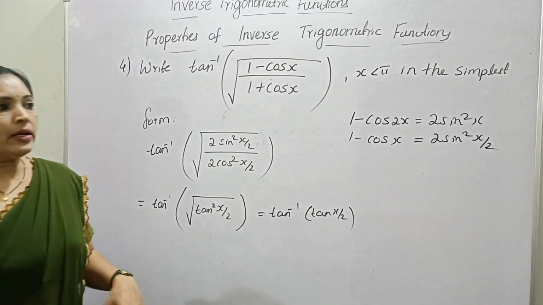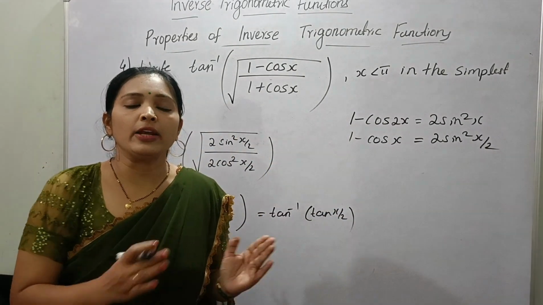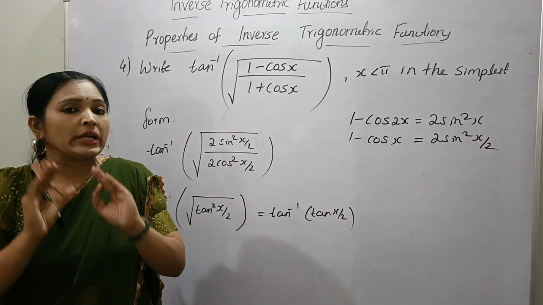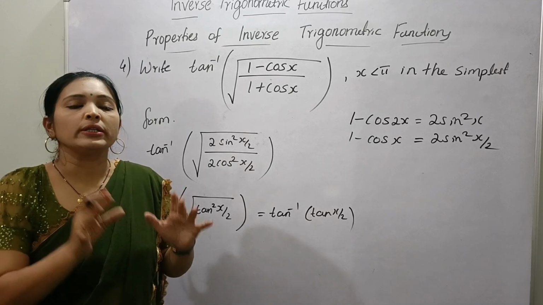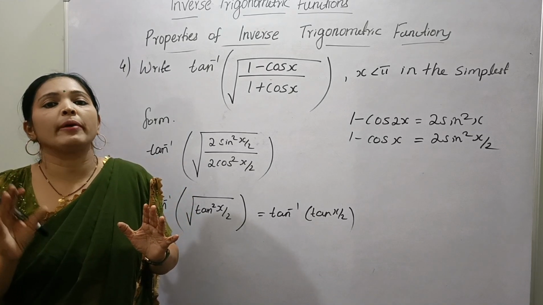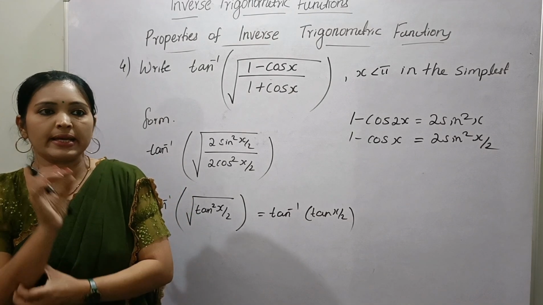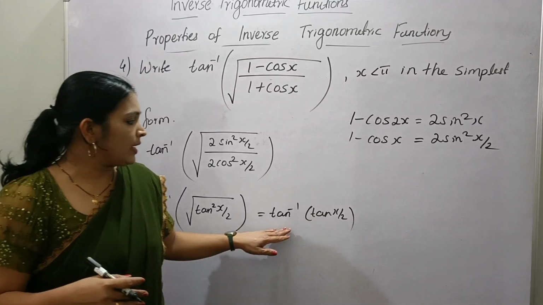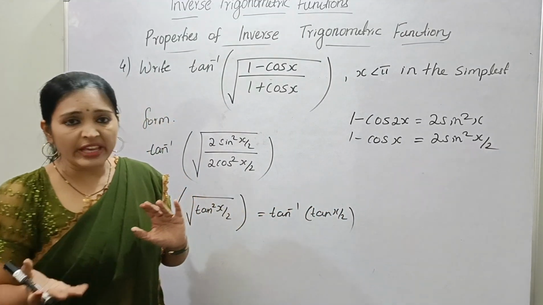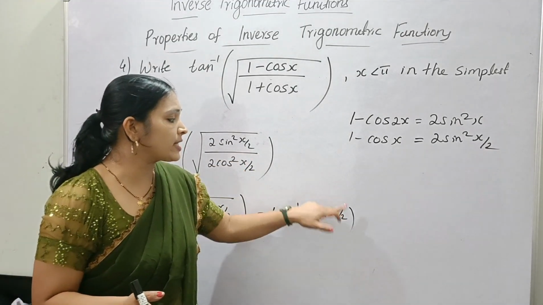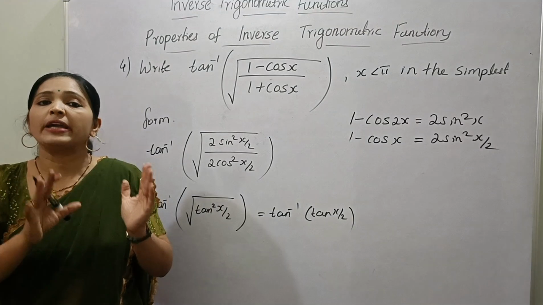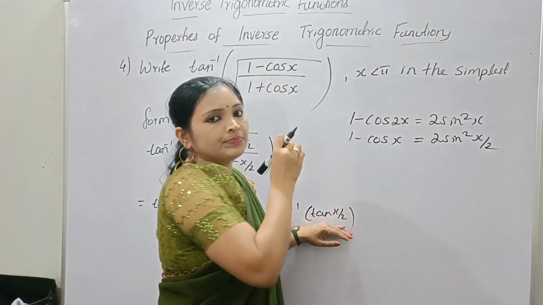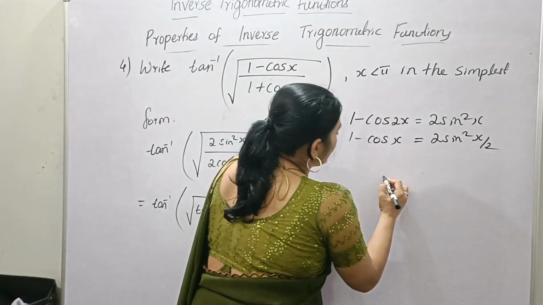Okay, here we have already studied that tan inverse of tan x is equal to x only when x belongs to the open interval minus pi by 2 to pi by 2. Right? That is the principal value branch of the tan inverse function. So here also we have to check, then only we can write. We have to check whether this x by 2 belongs to the interval minus pi by 2 to pi by 2. See here, for that it is given x less than pi.